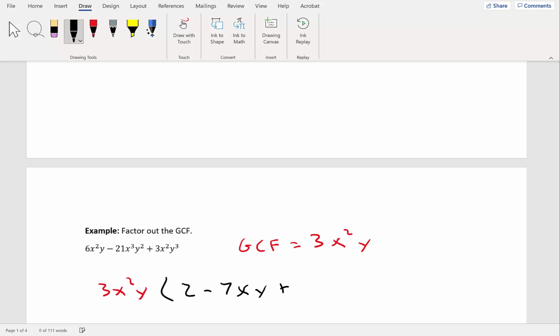Okay, and now the last term. If I factor out 3x squared, so I'm factoring out the whole 3, the whole x squared, and now I'm pulling out 1y from y cubed, leaving me with y squared. And now we factored out the GCF.